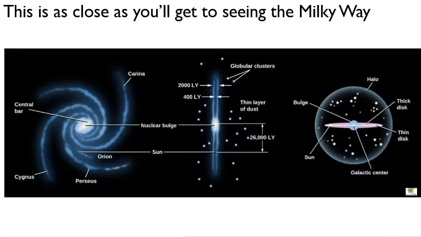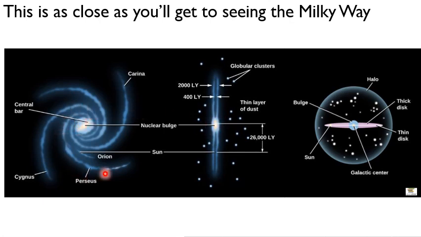You can't get an image of the Milky Way, right? You can't fly outside of it and take a picture. Space is just simply too big. So this is as close as you're going to get to seeing what it looks like, right? So the Milky Way, this is the general structure. It has this bar-shaped thing. In the center of that bar-shaped thing is what's called the bulge. So there's a sort of peanut shape, essentially, for our galaxy.